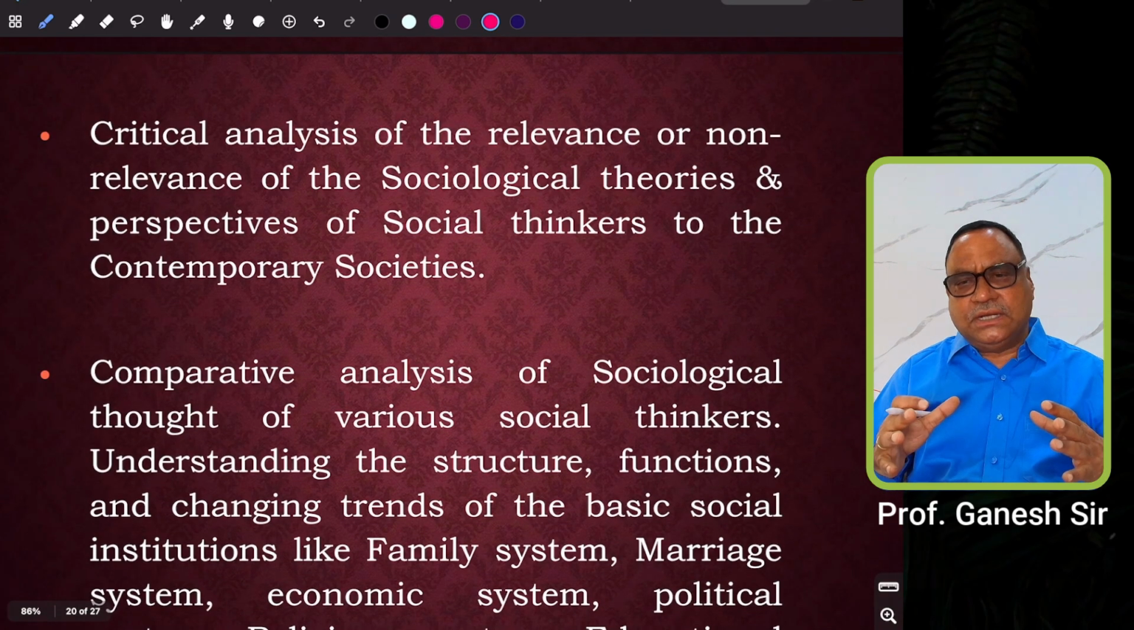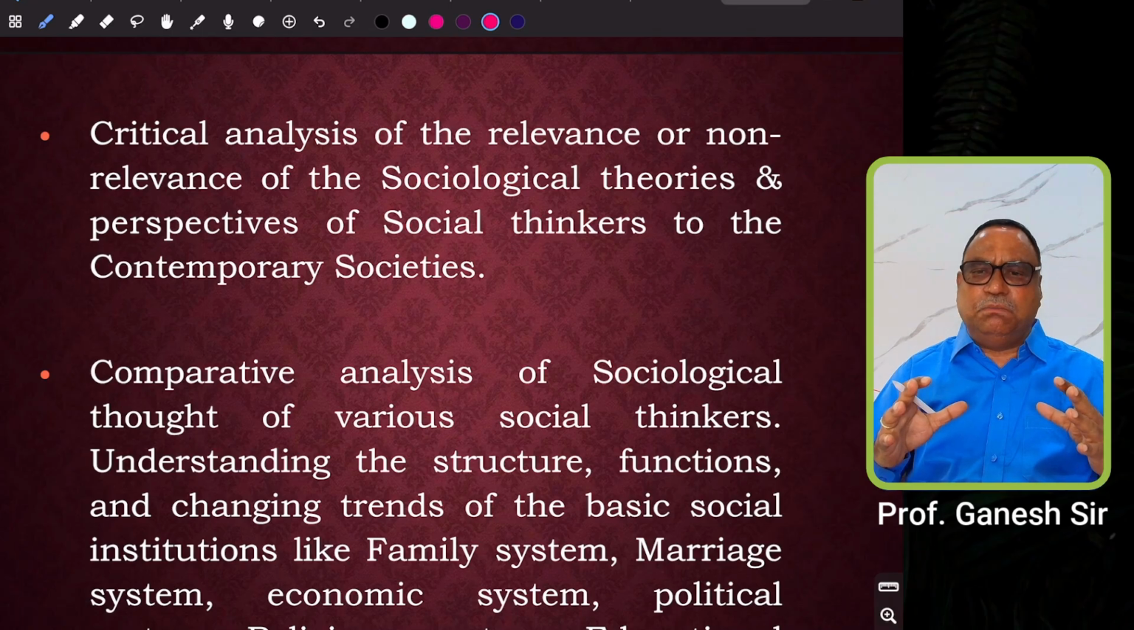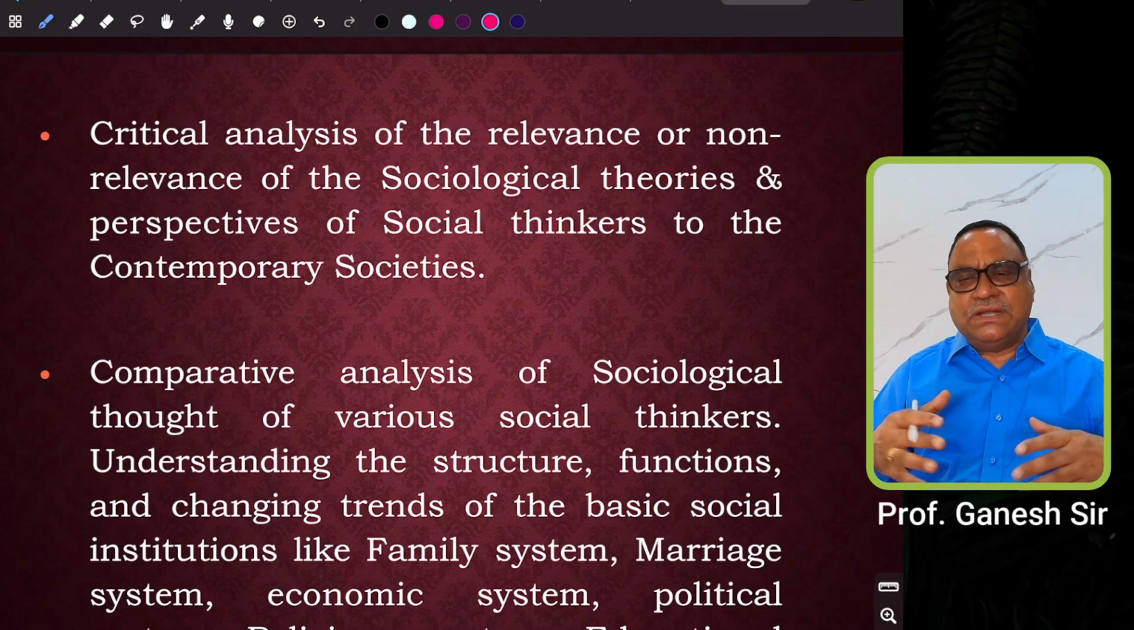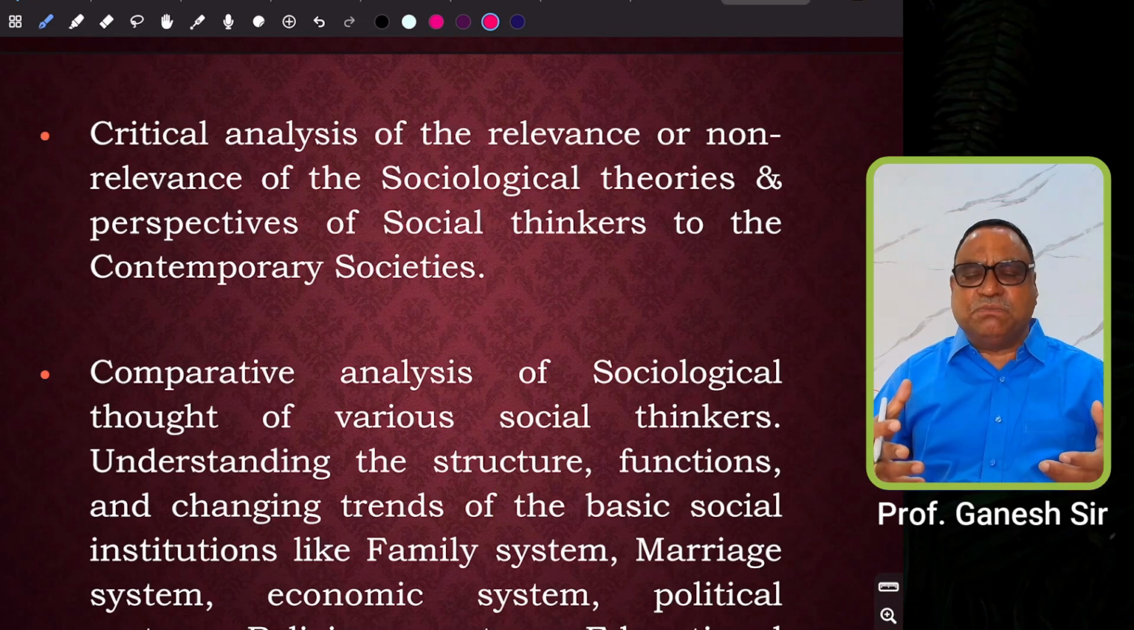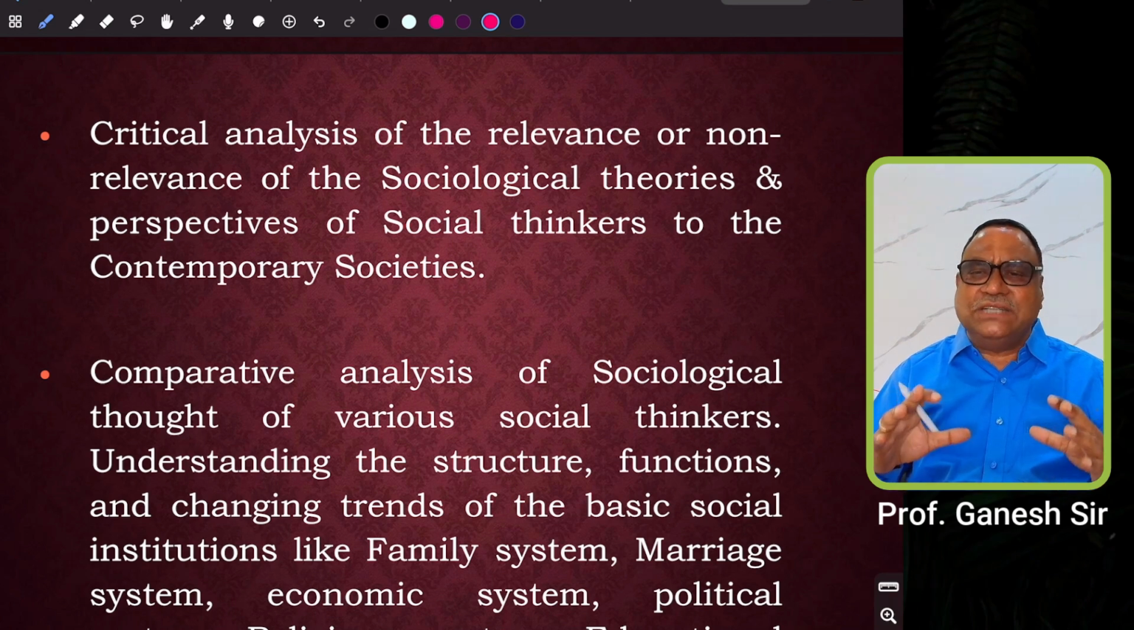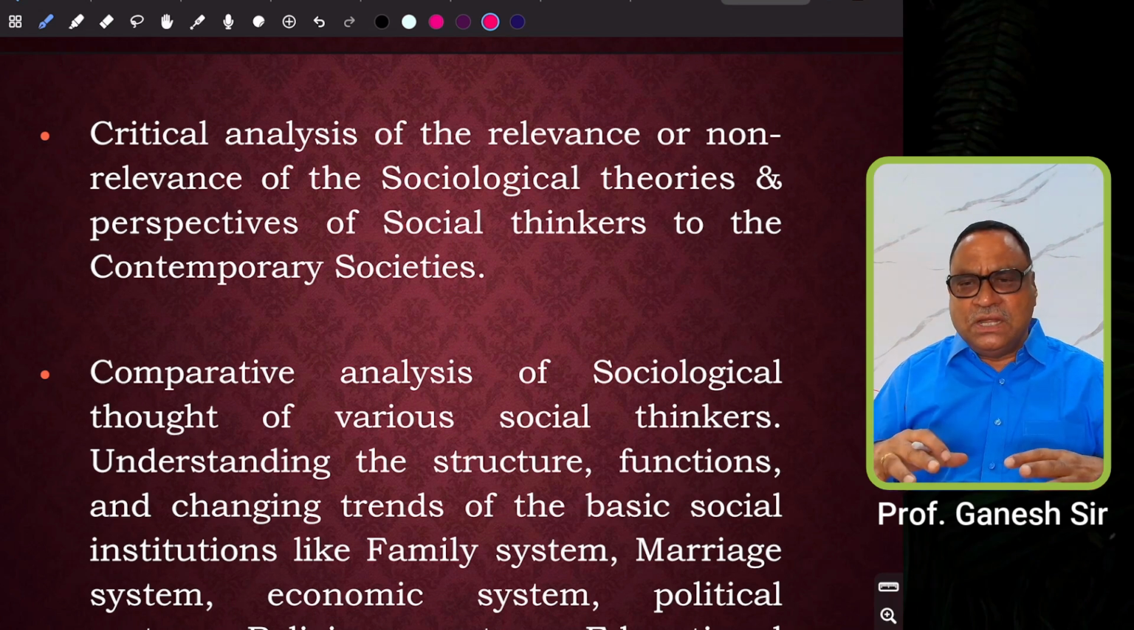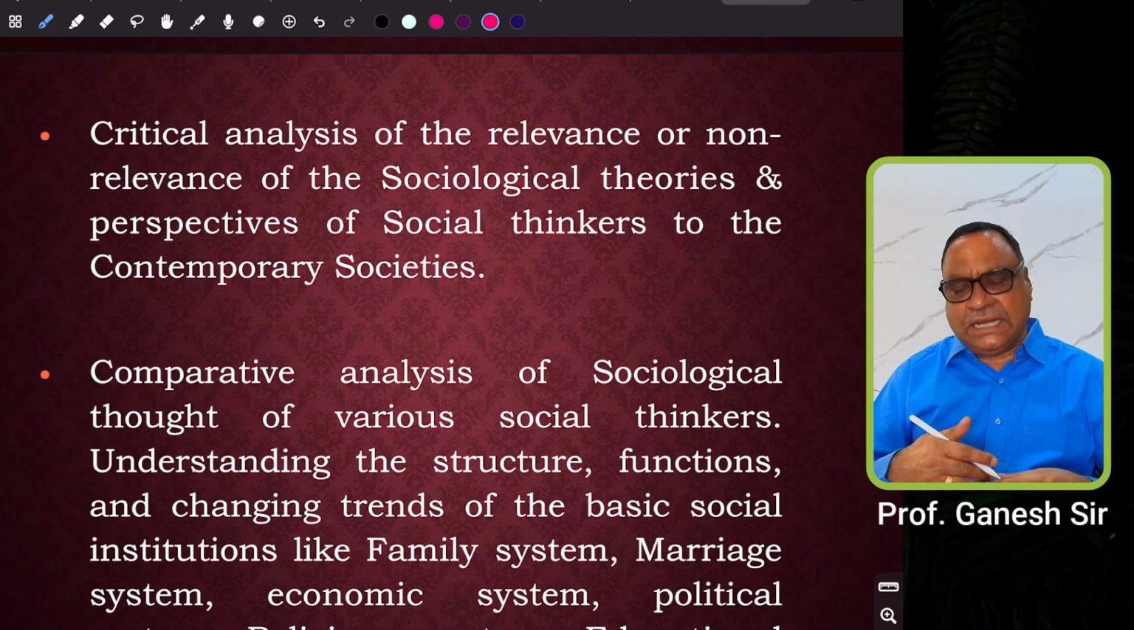Especially in paper 1, understanding the perspective of the different social thinkers like functionalist perspective, conflict perspective, interactionist perspective, feminist perspective, subaltern perspective. So all these perspectives are very important, and how these perspectives are useful to understand the modern society and more specifically to understand the Indian society. It's very important.